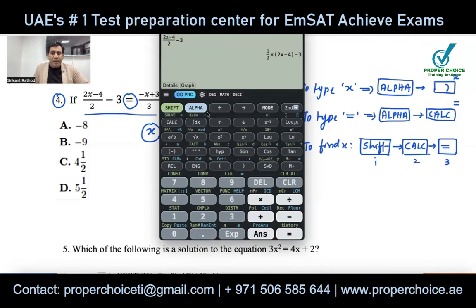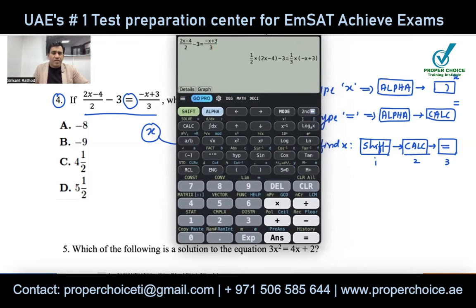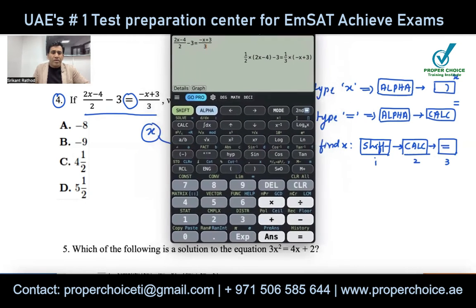To put an equal sign in between, alpha calc, that is the second step I'm following. And then again we have a fraction, so I do negative alpha x positive 3 divided by 3. So I just typed the equation the way it is. Then after you're done with that, on your calculator you have to press shift, calc and equal. Mine is a simulator, so it gives me the answer only after shift and calc, but on the physical calculator you must press shift, calc, equal.